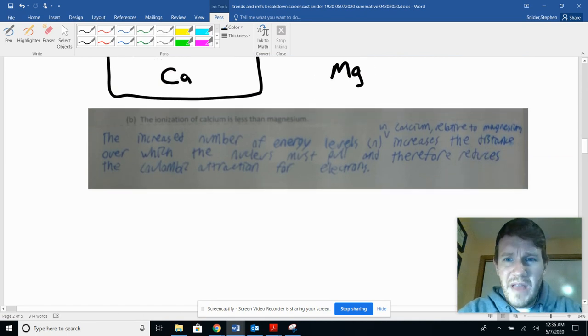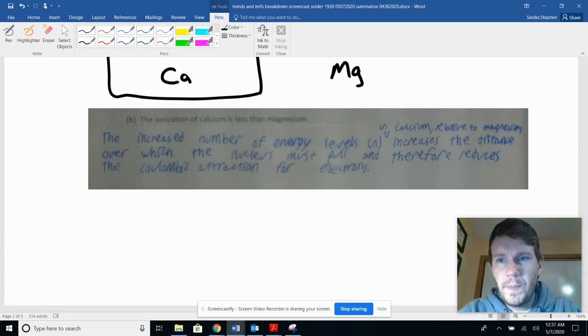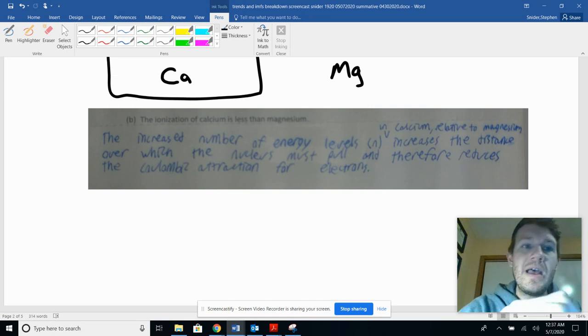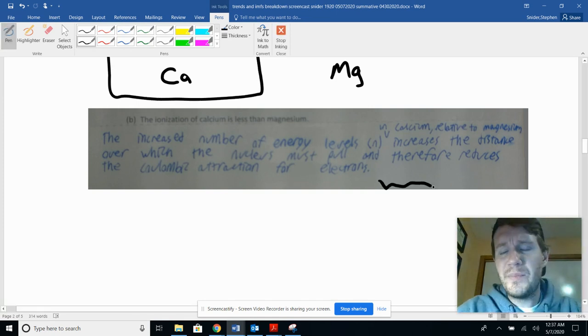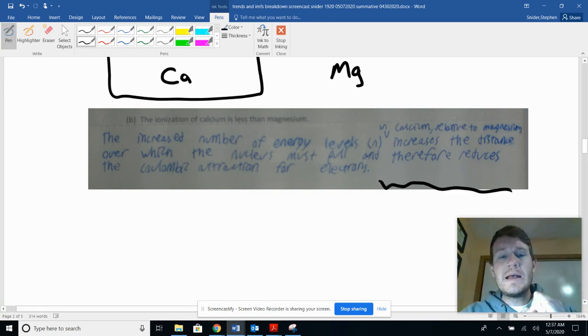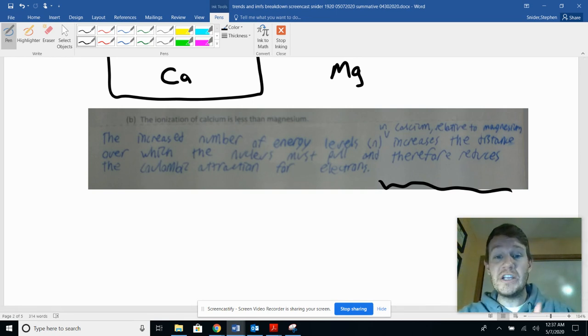The increased number of energy levels, N, in calcium relative to magnesium, so far so good, increases the distance over which the nucleus must pull, yes, and therefore reduces the Coulombic attraction for electrons. The last little bit is missing, it's so close. Thus, it would require less energy to remove those electrons. That's the progression. What's different?